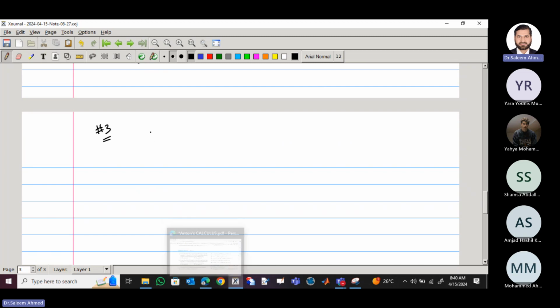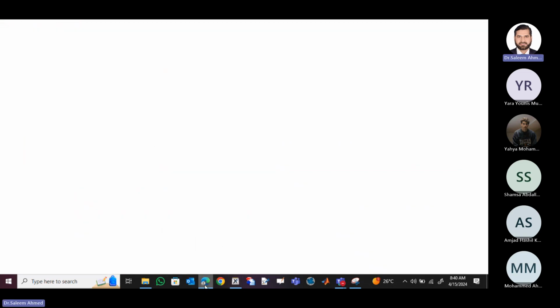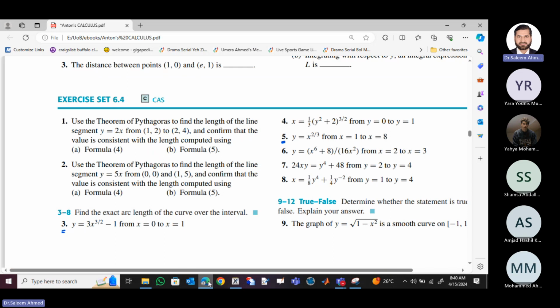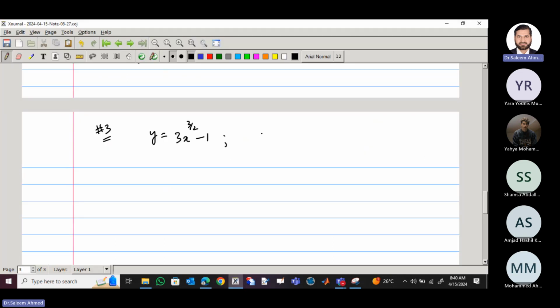So y is 3x^(3/2) minus 1, and x goes from 0 to 1, right? So x is from 0 to 1. Whatever that is, I know the formula uses dy by dx. So my formula, I know I can write it from a to b, square root of 1 plus (dy by dx) square, dx, right?